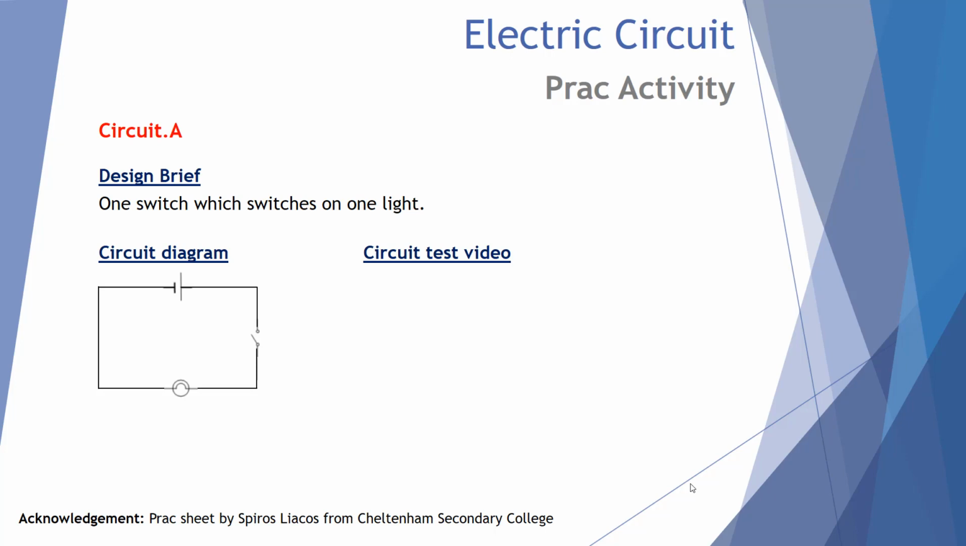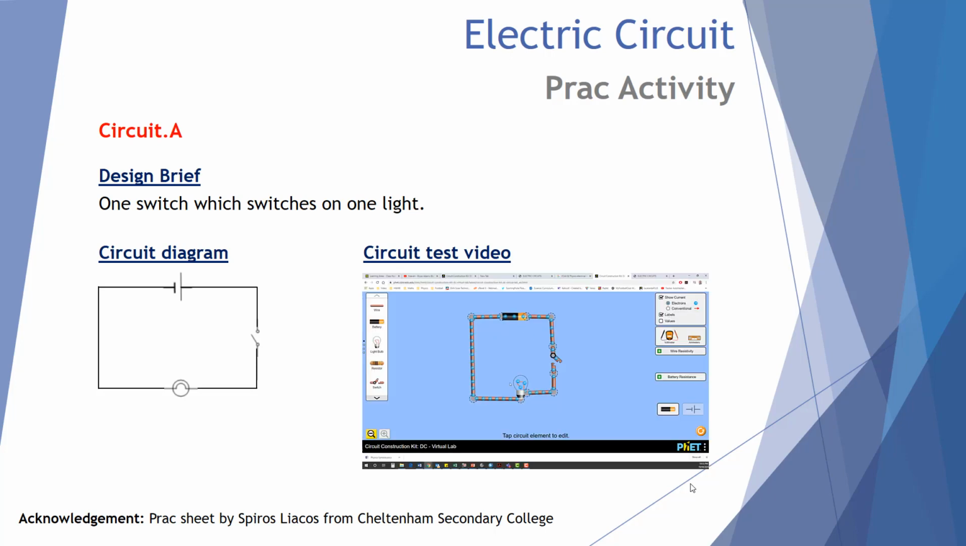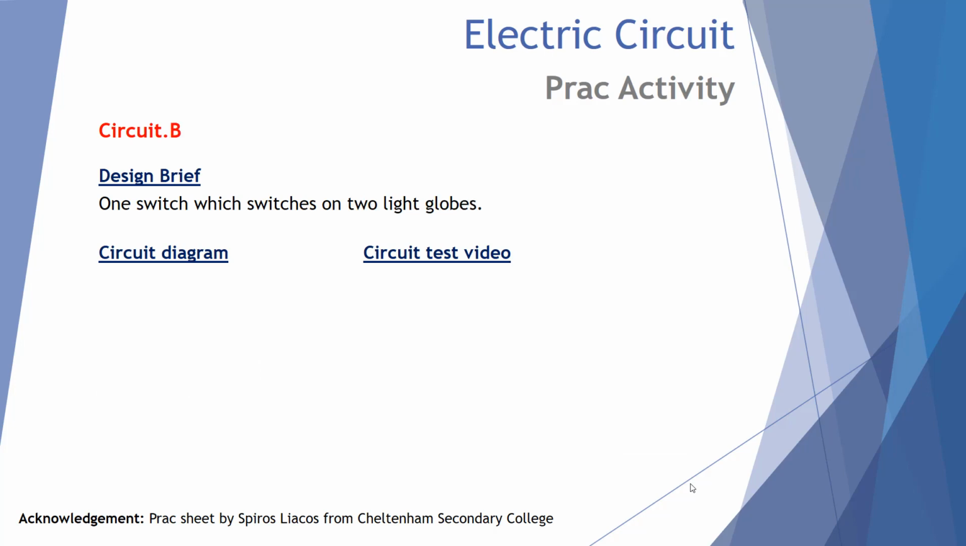So for proof of completing this task, you'd include the following test video. Here I have a battery, a light globe, one switch, and when I close the switch, the light globe works. The rest of these circuits I'll get you to do, to design a circuit diagram and to construct a test video. So circuit B uses one switch which switches on two light globes.